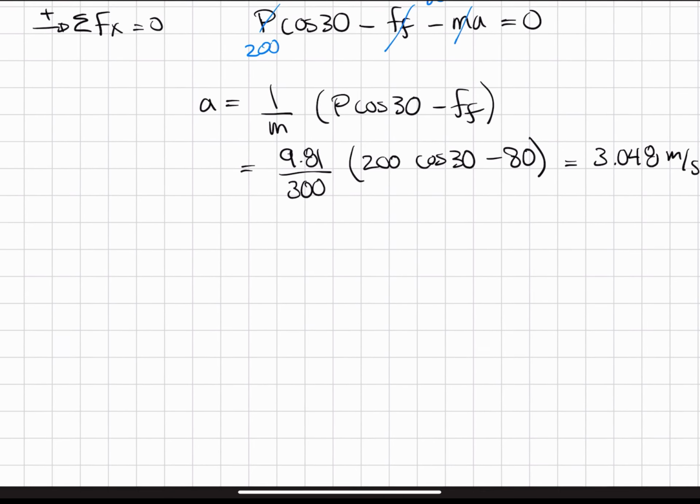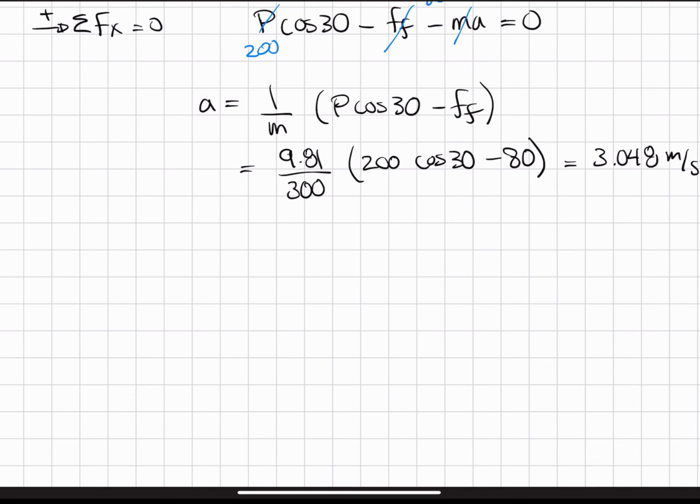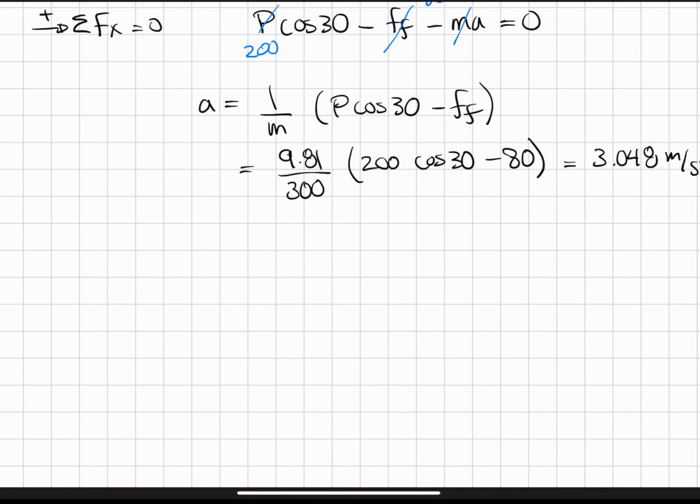So from the moment where the force is applied, the mass begins to accelerate. That's really what's happening. It's sort of an instantaneous force that's applied. So at that very moment, it's when the mass starts accelerating.